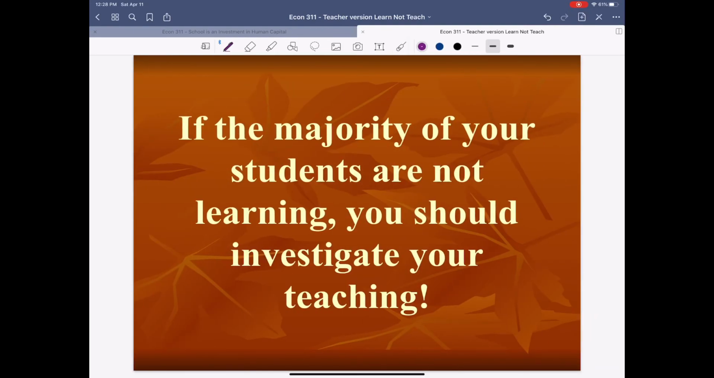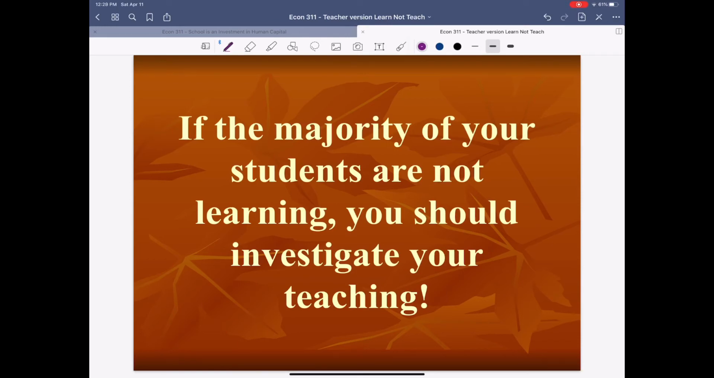If the majority of your students aren't learning, you need to investigate your teaching. And this is a really important way of keeping ourselves accountable. We need to constantly be watching what's going on. And there are formal assessments and there are informal assessments that we need to use. Informally, the best thing to do is looking at your students, to watch them, to see how their eyes light up, to see how they react to information.